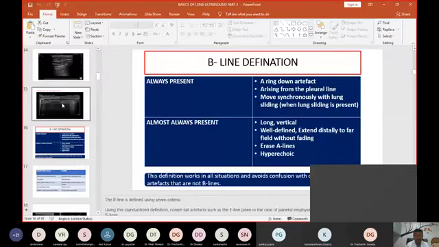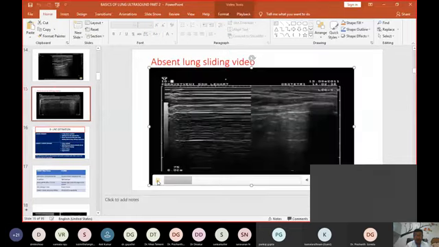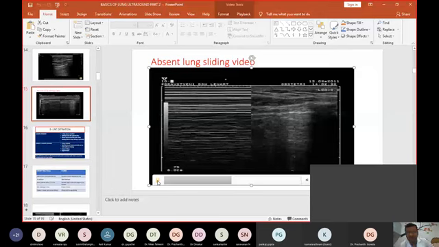Now see on the real image, B scan, there is no lung slide visible. You put M mode and you can see there is no seashore appearance. Your shore has disappeared. It looks like a barcode. So this is basically absent lung sliding in case of pneumothorax, where you will see barcode appearance on M mode.